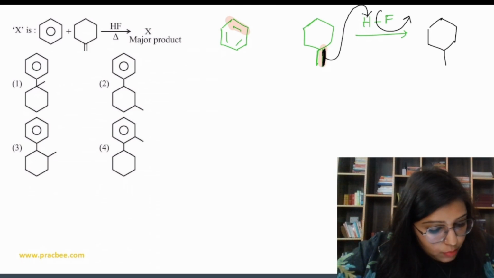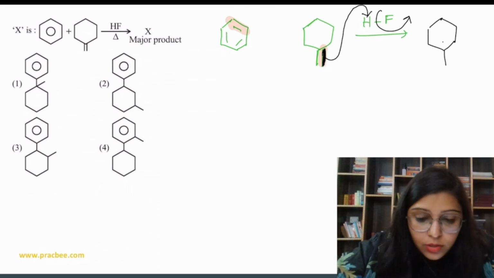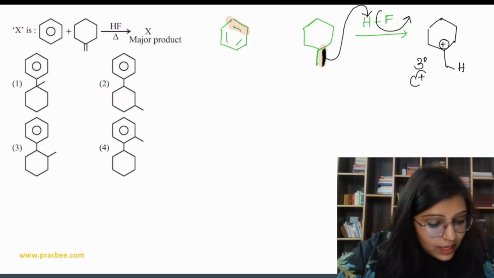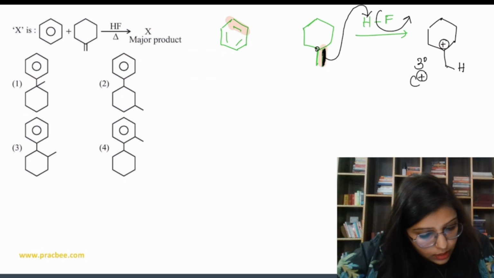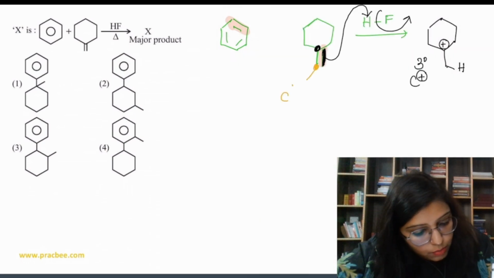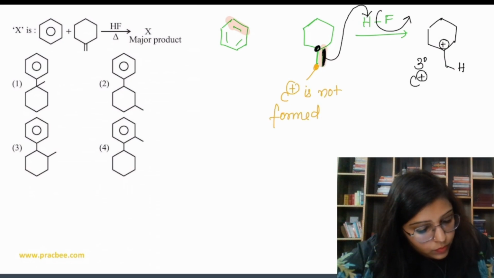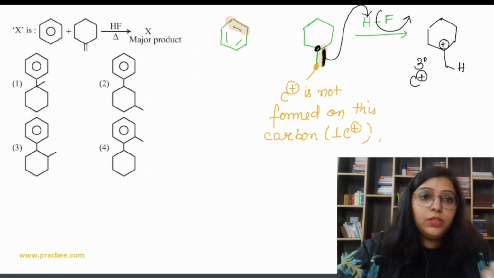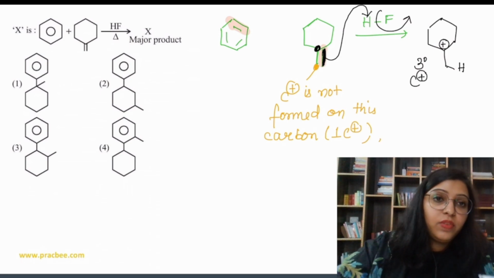So here carbocation is formed on this carbon, and here we have hydrogen, right? Because here we get 3-degree carbocation, na? So that's why carbocation is formed on this carbon, not on this carbon. Carbocation is not formed on this carbon, because if it is formed on this carbon, that is going to be 1-degree carbocation, which is less stable. Understood or not? So we have this situation.